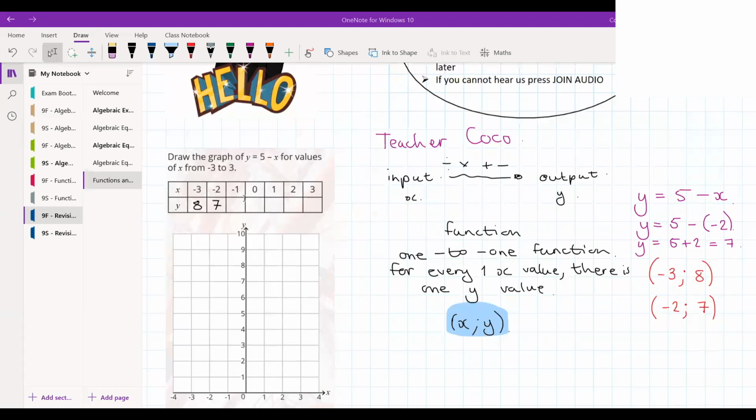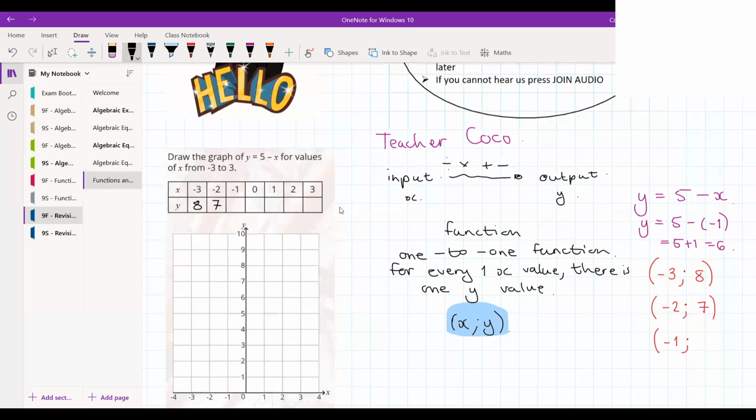All right. Okay, so let's fill up the rest of this table, guys, because we still need to actually draw the graph of the table. All right, so I'm going to go ahead and do x is equal to -1. Remember, we need to write it in coordinate form, guys. So open brackets, -1, semicolon. And then we need to go and replace x with -1. So we're going to get y is equal to 5 minus -1, is equal to 5 plus 1, which is equal to 6.